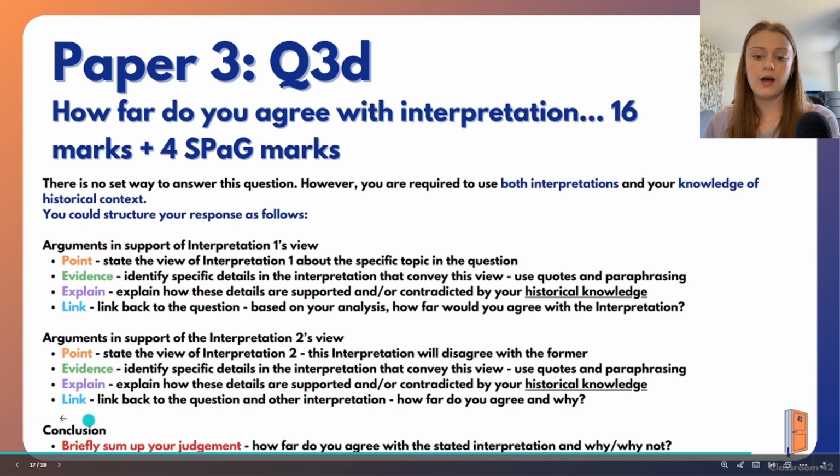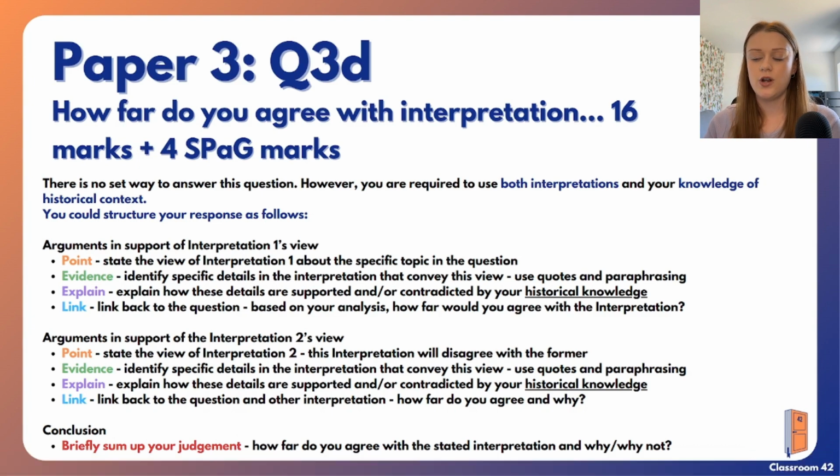And then we're going to do our conclusion, which is briefly summing up our judgment. So we're going to say how far we agree with the stated interpretation and why or why not. In the question, it will ask us, for example, how far do you agree with interpretation 1? However, we do still need to make sure that we make a judgment about both interpretations, and then our conclusion can focus on why we agree or disagree with interpretation 1, and you might also include interpretation 2 within the conclusion as well. For example, you might say, I don't agree with interpretation 1 because interpretations like interpretation 2 are better for the inquiry.